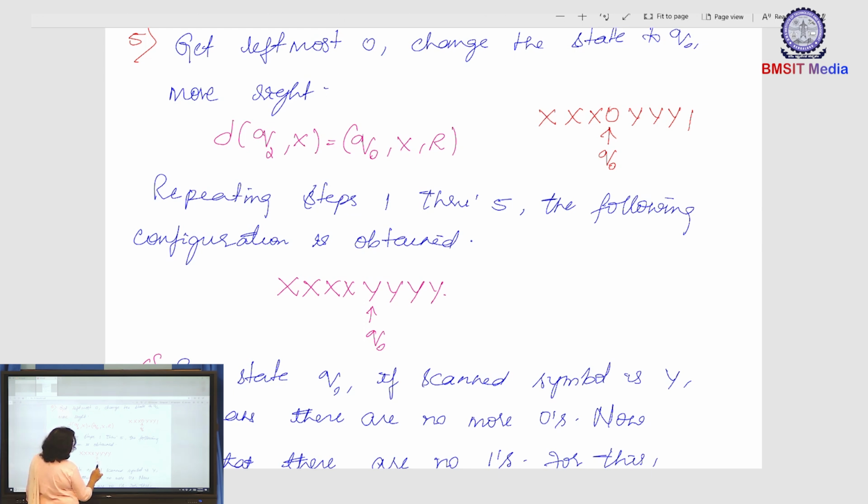Now I'll be in state Q0, I see a y. So it means that all the zeros are already replaced by x. When all the zeros are replaced by x, and I am pointing to y, and I am in q naught, it means that I have almost come to the end. Now I know that q naught on y means zeros got over. Now I have to check whether ones have also been exhausted or fully read.